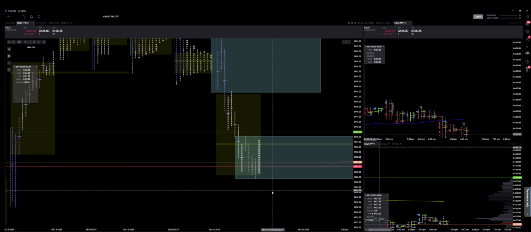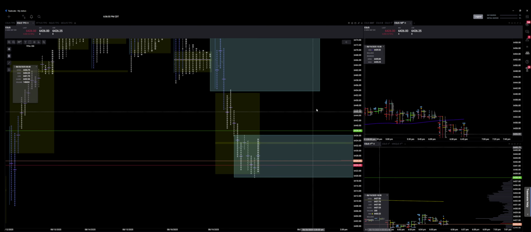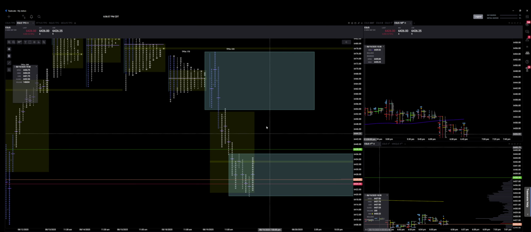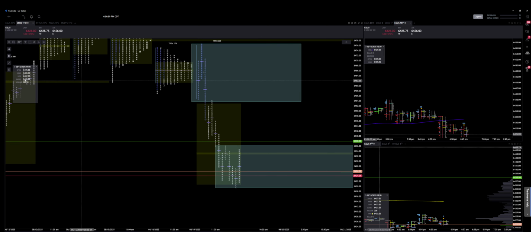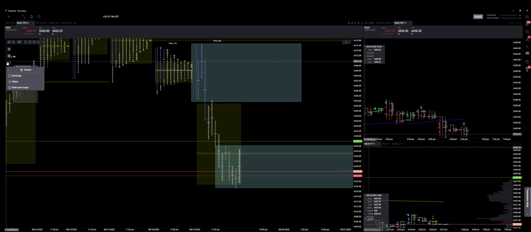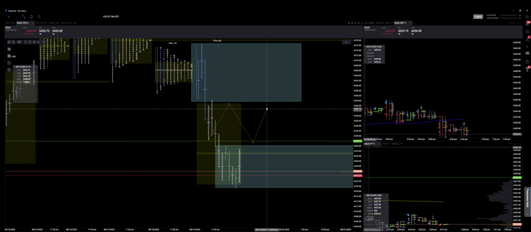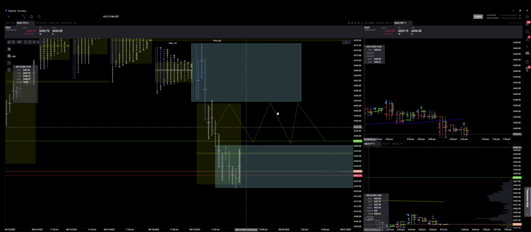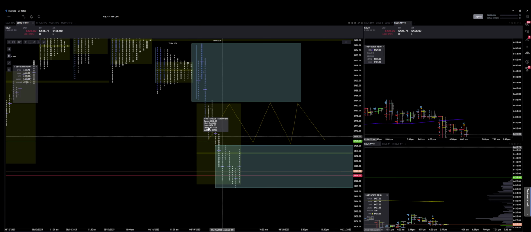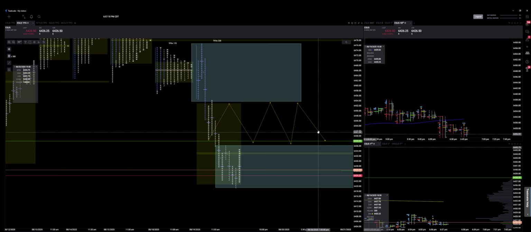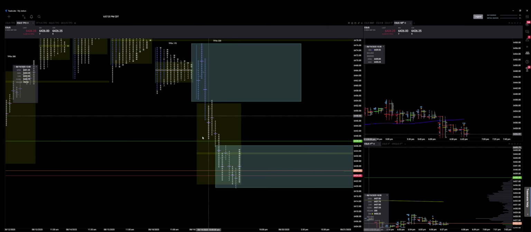Otherwise, we may see a whole lot of chop if we open up in the middle distribution. We could just bounce between the two distributions, the upper and the lower distribution. And I can try to show you that this is what it would look like if we open up within that middle distribution, right? We could find a whole lot of chop if we open up in that middle distribution.